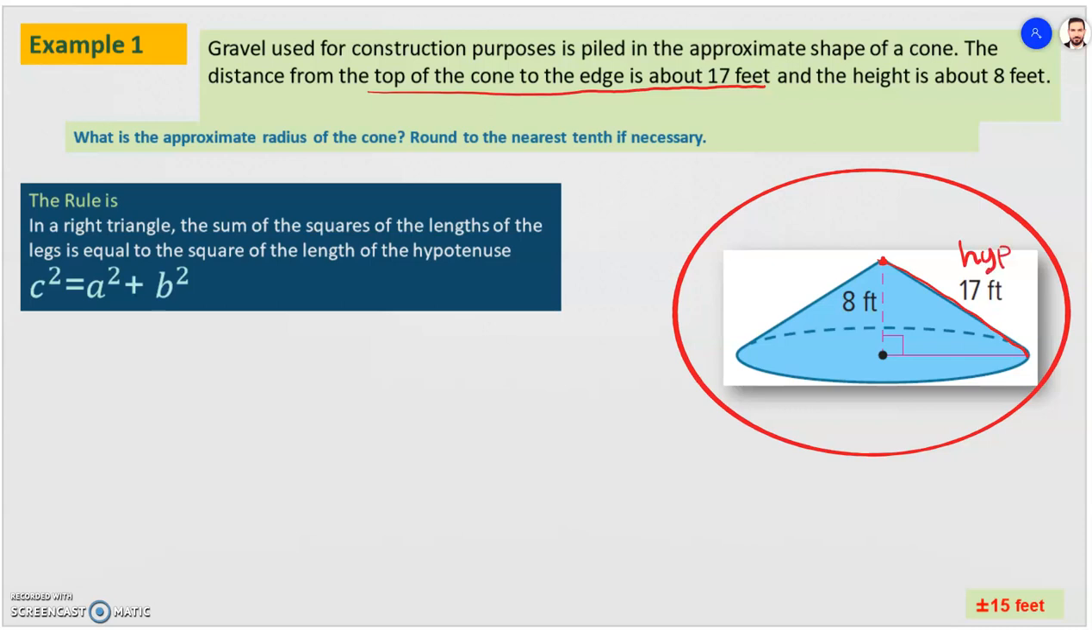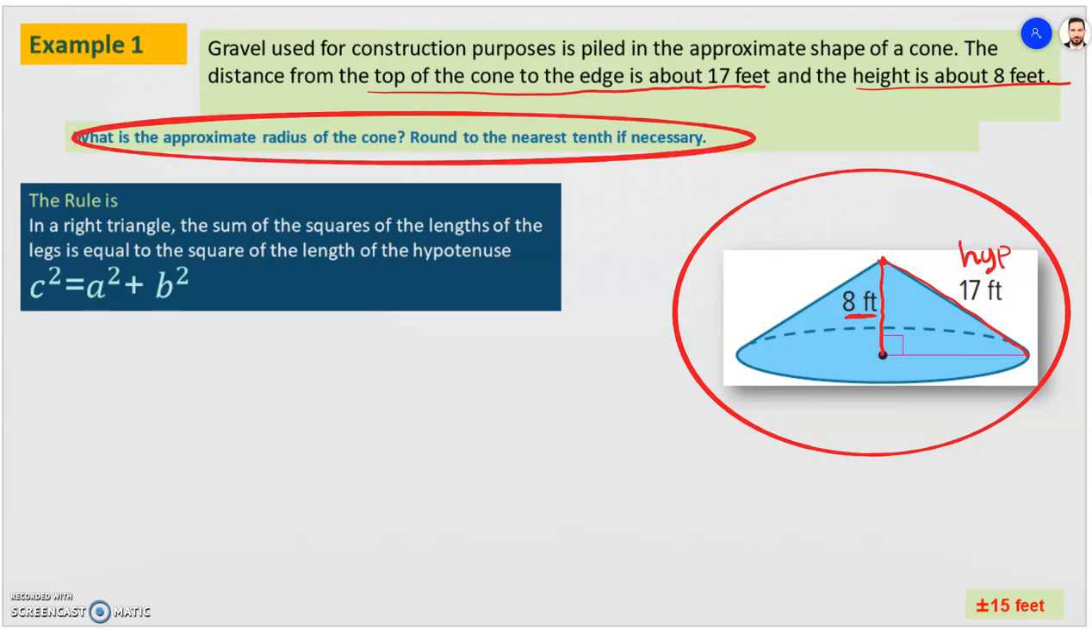Okay, so the hypotenuse is given, and the height is about 8. This height is one of the legs, about 8. What is the approximate radius of the cone? Round it to the nearest tenth if necessary. What is the approximate radius? This part.